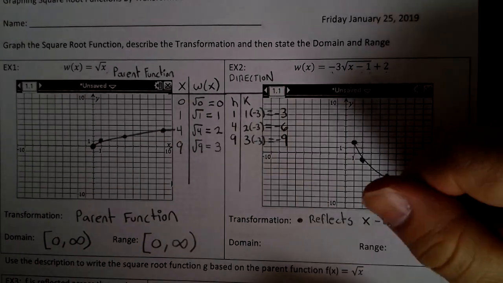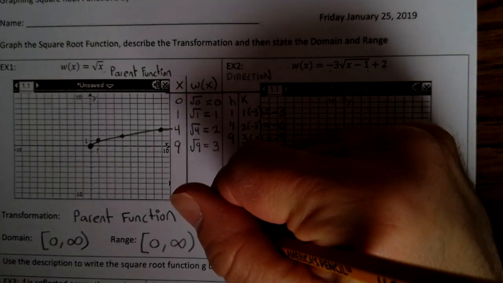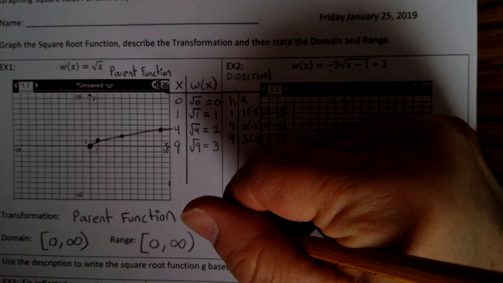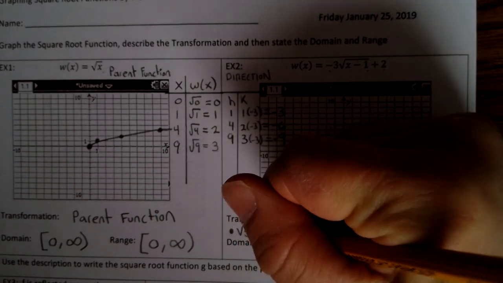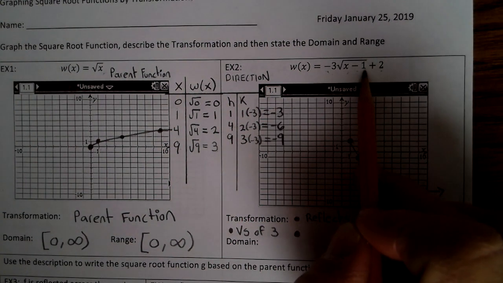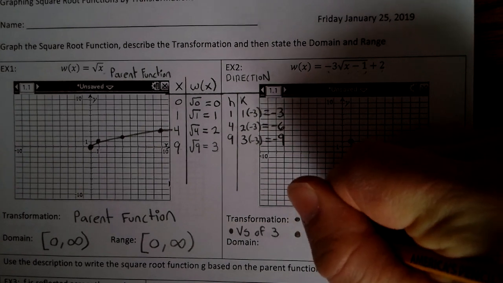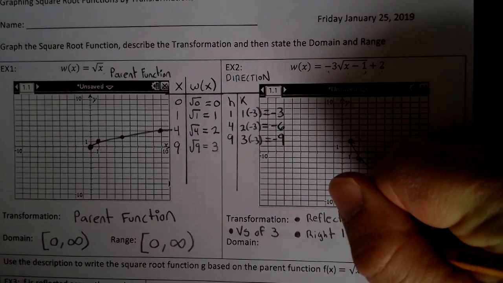Okay, the next one, the 3, is a vertical stretch of 3. The next one is to the right 1. And the last one is up 2 units.